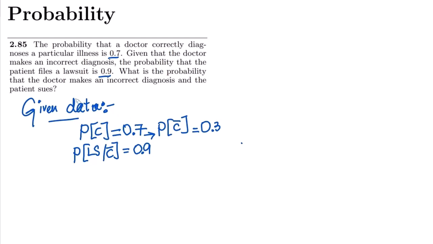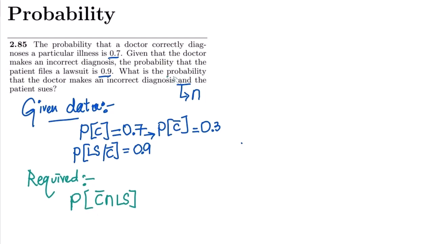Okay, so here what is required? The probability that the doctor makes an incorrect diagnosis and the patient sues. Again we can see that "and" has been used here, and wherever we get this "and", we have to use the intersection. So the required thing is to find the probability that the doctor makes an incorrect decision and, for it, I have to write this intersection, the patient sues. So for that I will denote it as LS, and we have to find the probability of it, which is written here. This is the required thing which we want.